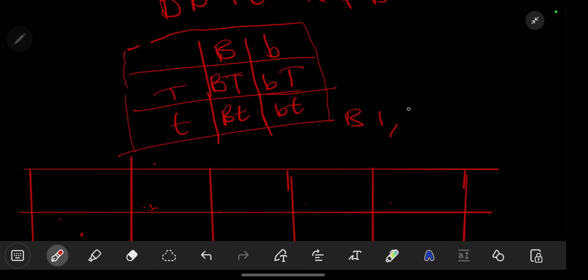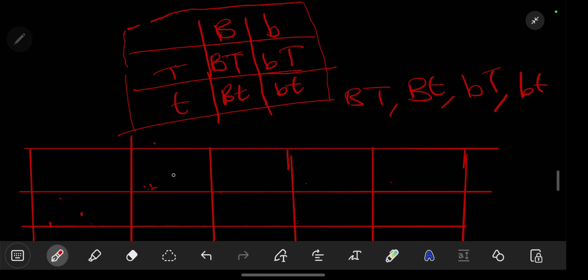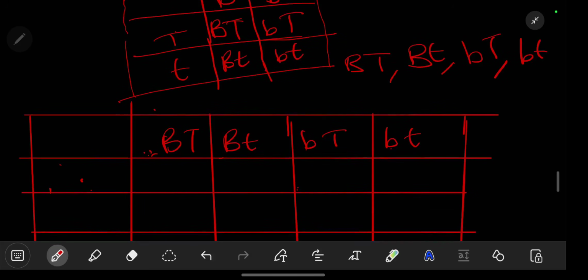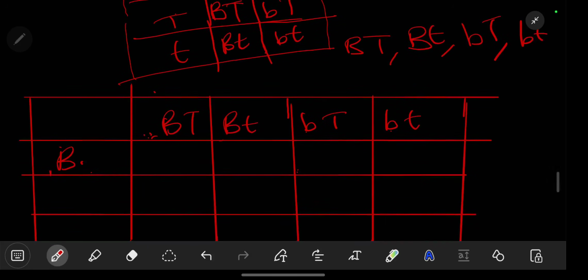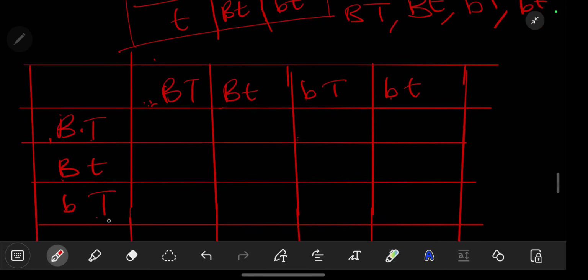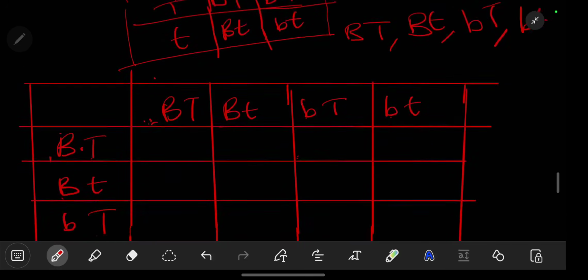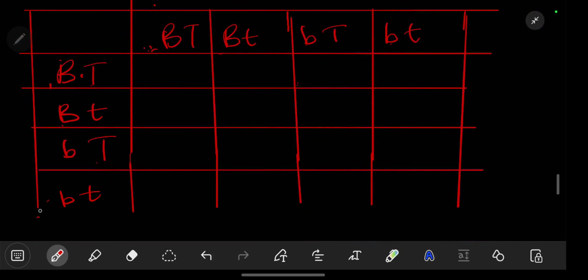So we have our B BT, then we are here BT, we are here B big T, then B small t. So we are going to put them side by side. We have our B like that, B T, we have our B T, we have our B small t, like that. Then what we are going to get is the same thing here, since they are the same. So we have our BT, we have our B small t, we have our B big T, we have our small b, small t, like that.